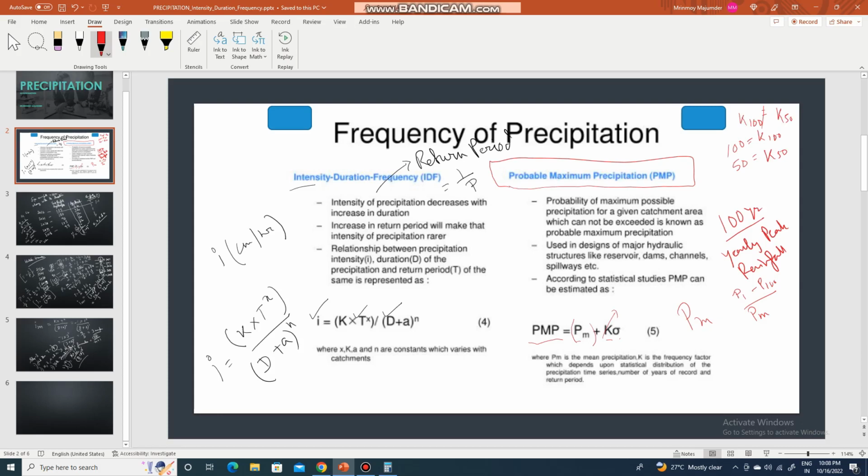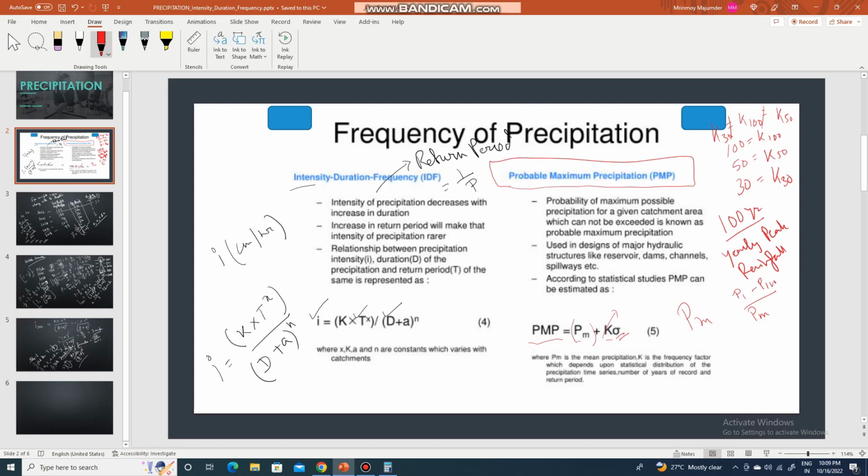Similarly, for 30 years peak rainfall, that K will also not be equal to K100 or K50. So K varies with the number of years of record you have, the return period of all the rainfall you have, and also the statistical distribution of that time series, etc. And sigma is the standard deviation of the rainfall records that you have.